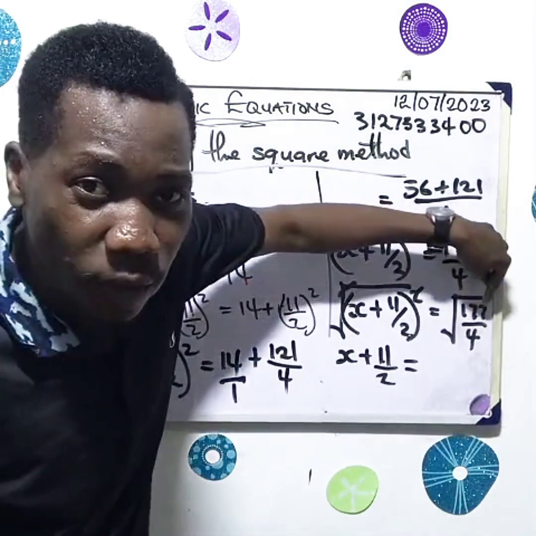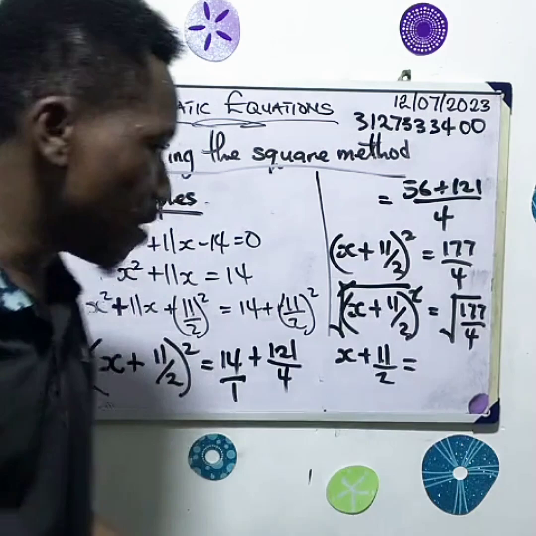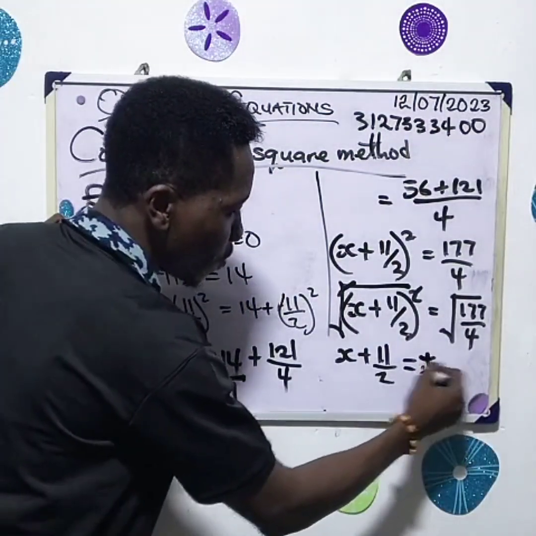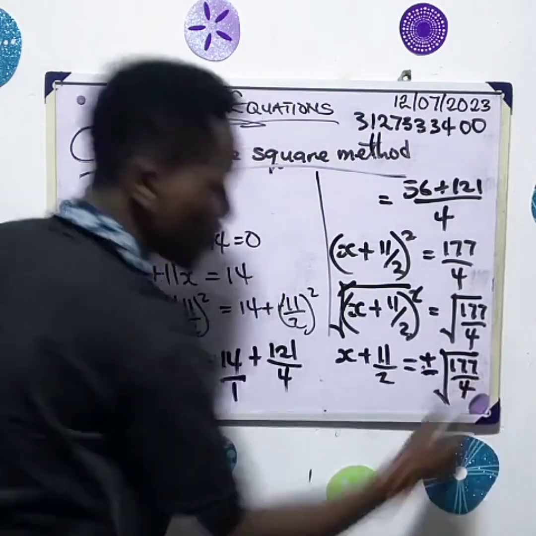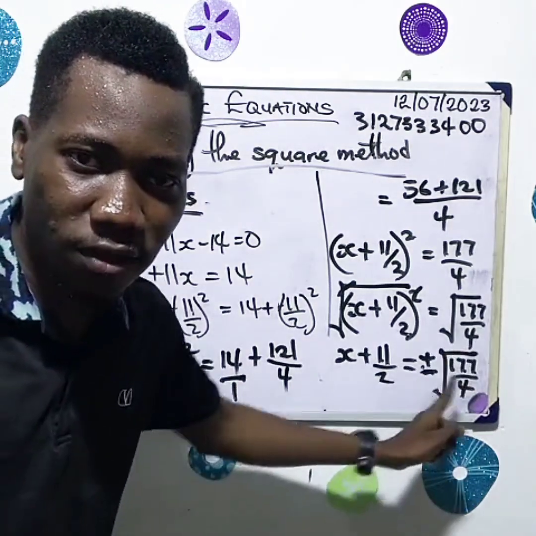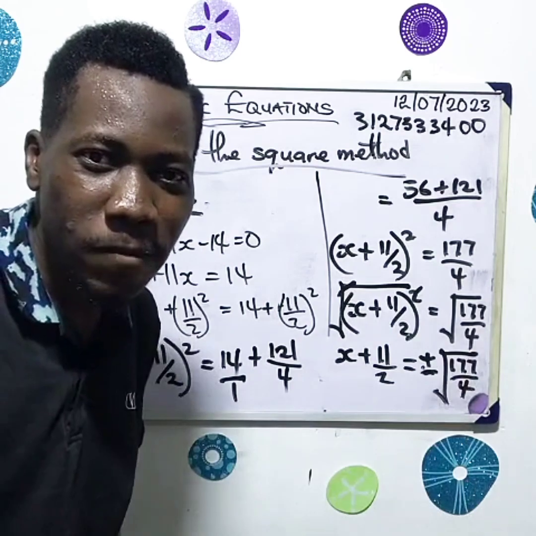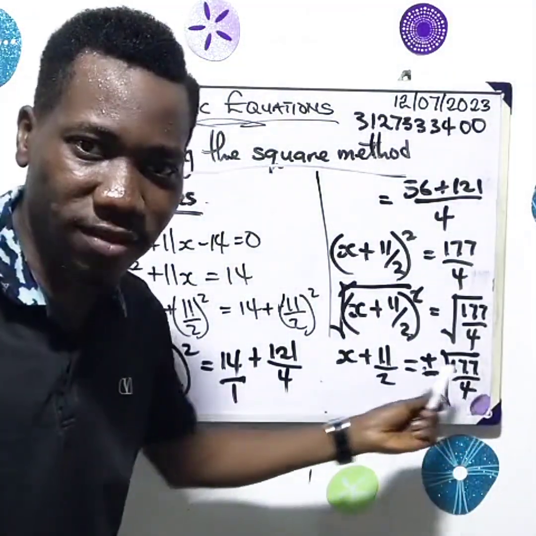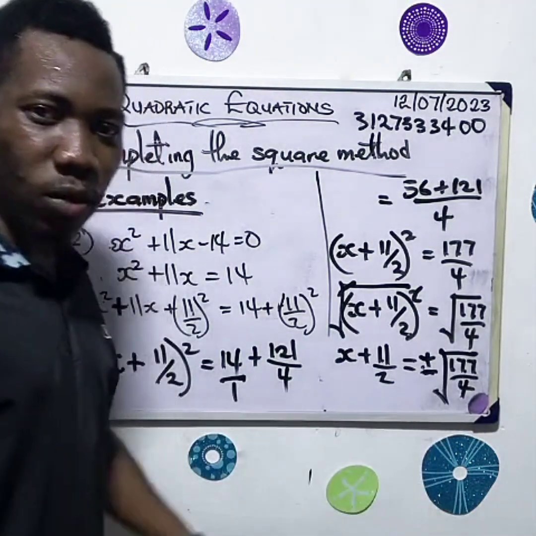What's the square root of 177? Whatever it is, it's going to be plus or minus, right? Plus or minus the square root of 177 over 4. So x plus 11 over 2 equals plus or minus the square root of 177 over 4. So what's the square root of 177? Someone help us check. What will it give us?